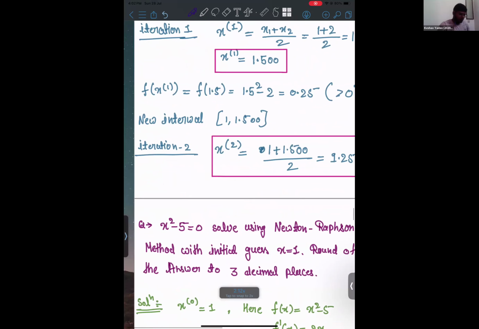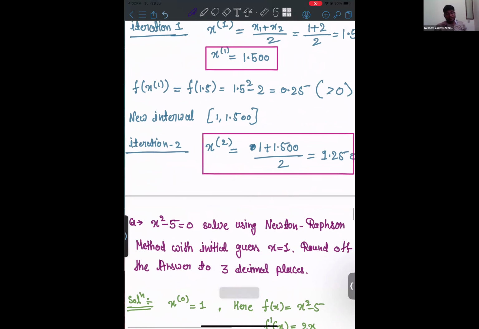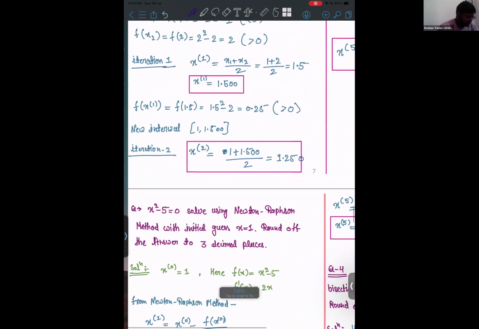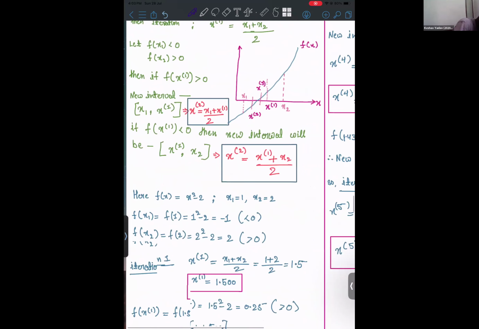So this is one more problem that we wish to solve: x square minus 5 equal to 0 by using the Newton-Raphson method. So you guys solve and post what root you got after the first iteration, second iteration, and the third iteration. You solve by yourself. I will also solve.